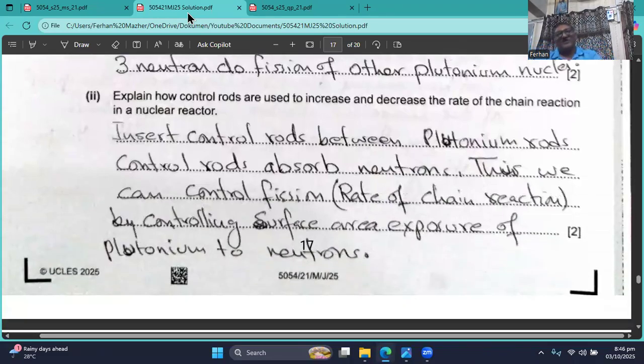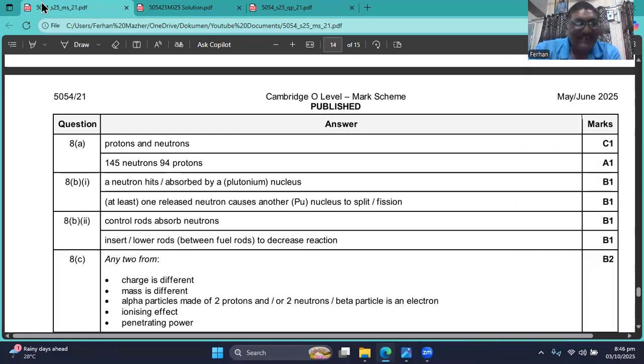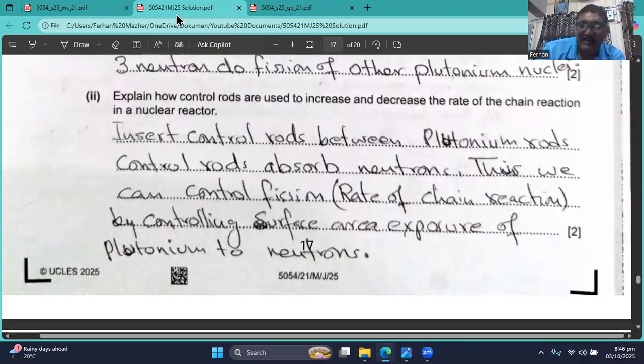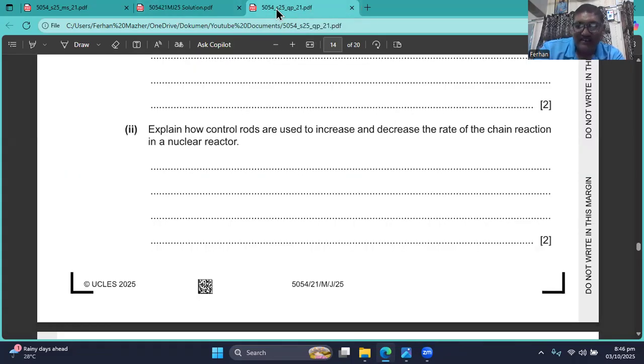Insert the control rods between the plutonium rods. Control rods absorb neutrons. Thus, we can control the fission rate of chain reaction by controlling the surface area exposure of the plutonium to the neutrons. This is my answer. I hope you understand what we have written here. He says control rods absorb neutrons. Insert the control rods between the fuel rods to decrease the reaction, because they will absorb the neutrons and not let the neutrons reach the plutonium. So that's how you control it.